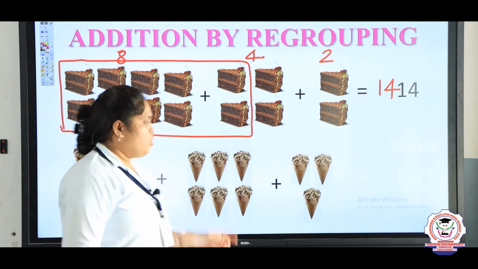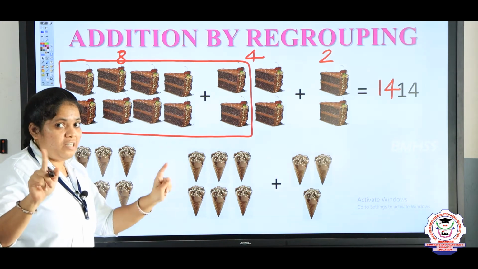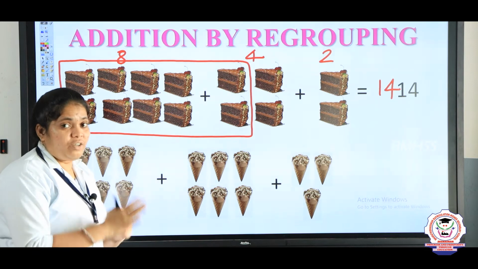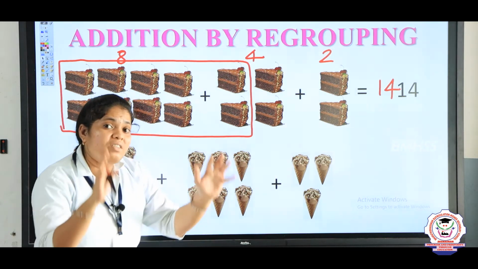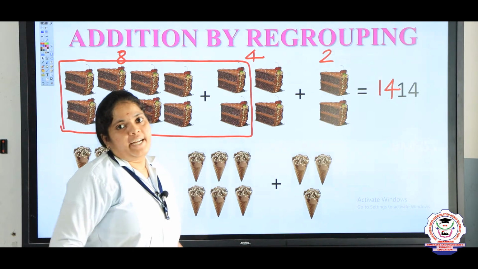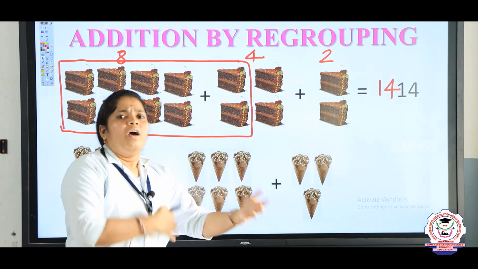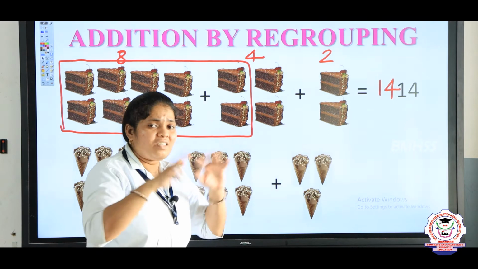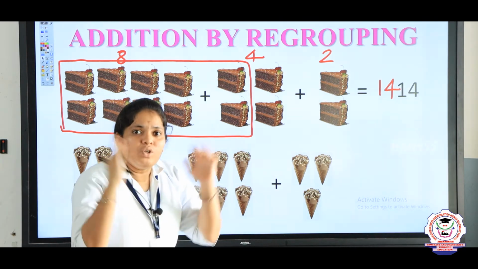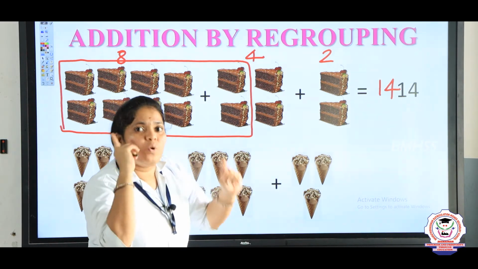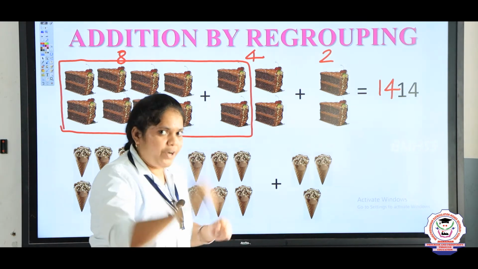Number 3. So what we want to do now, first we should group it. Okay, we should group it. The group consists of 10 objects. It may be ice cream or otherwise a toy, apple, anything. It does not matter, but we should group into 10 as one unit. Okay, fine.